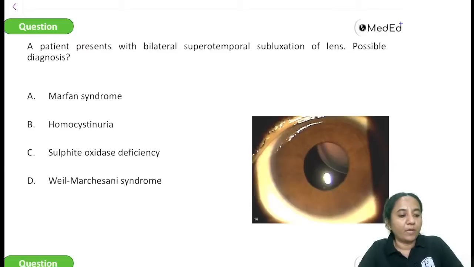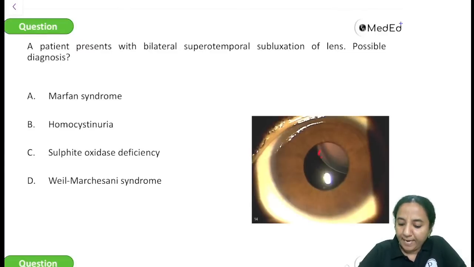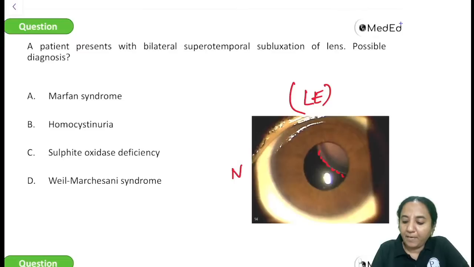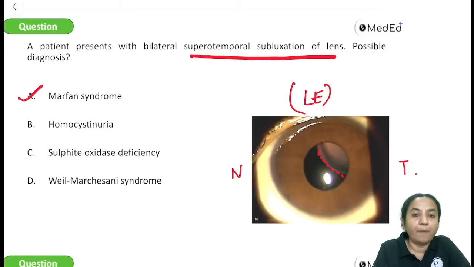So अगर हम इस image को देखेंगे, so what do we see in this image? We see, yeah, that they should have given us in this image that this is the left eye of the patient. And left eye का मतलब है ये nasal है, ये temporal है. So we see that superotemporal subluxation है, which is also given to us in the question. So the answer is Marfan.